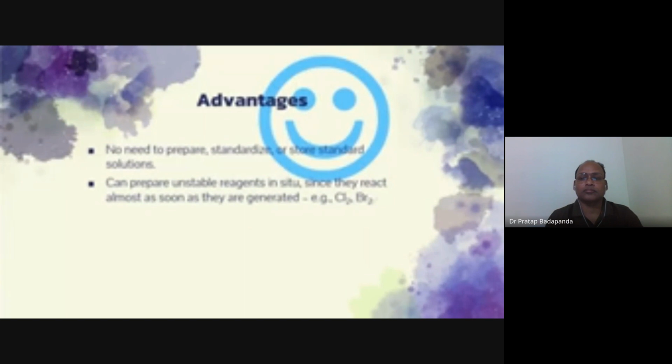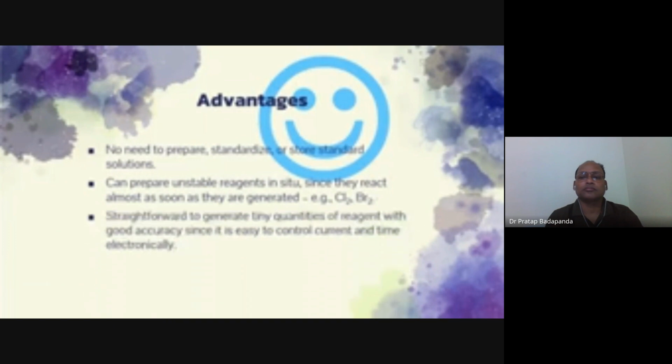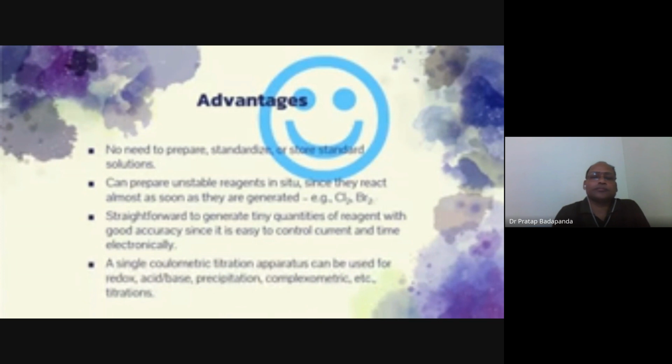Coulometric methods also excel when small amounts of analyte have to be titrated, because tiny quantities of reagent are generated with ease and accuracy through the proper choice of current. With conventional titrations, it is inconvenient and often inaccurate to use very dilute solutions and small volumes. A further advantage of the coulometric procedure is that a single constant current source provides reagents for precipitation, complex formation, neutralization, or oxidation-reduction titrations.